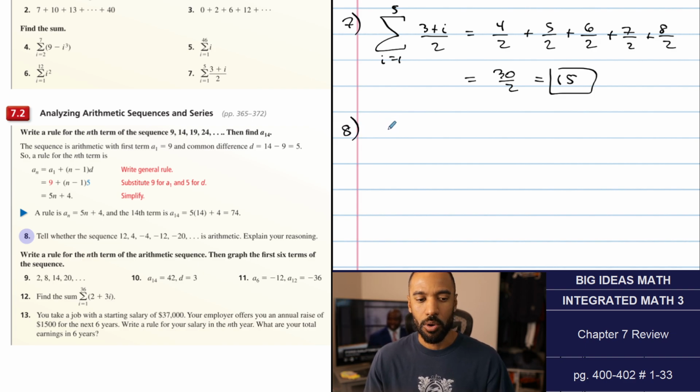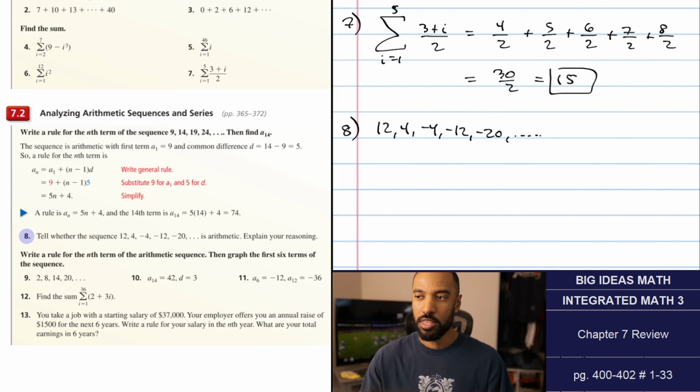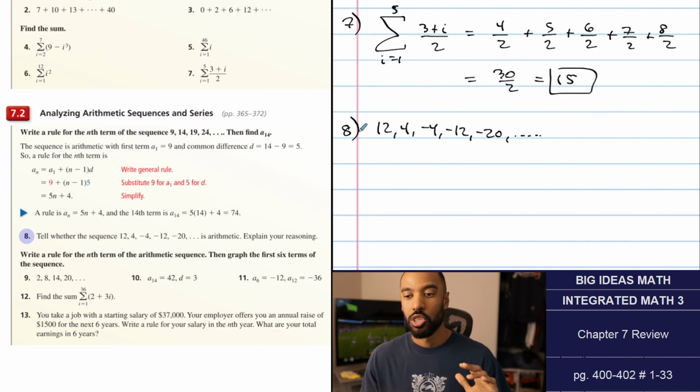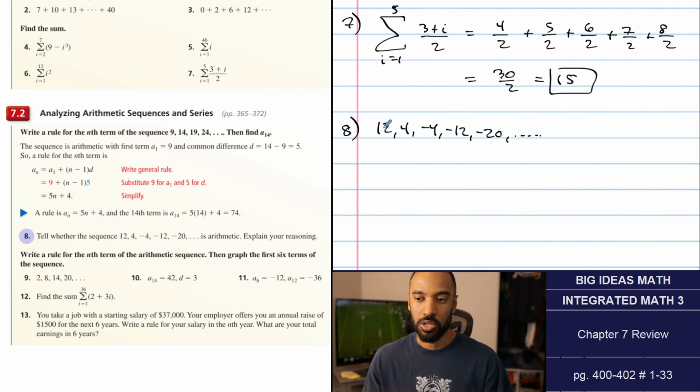Question number 8 says, tell whether the sequence here is arithmetic and explain your reasoning. What we're trying to ask is, do we have a common difference? Now, the way that it's instructed, the way that they would want to instruct this to you is you have to figure out what you're adding or subtracting each time and if it's constant. And they would say, if you can't tell what it is, which we probably can, if you can't tell what it is, subtract a number by the one before it.